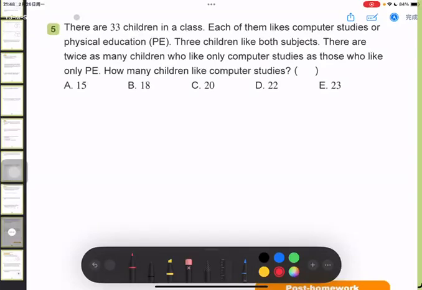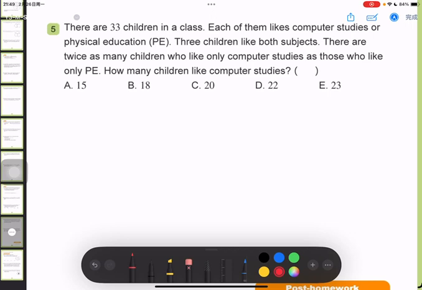Let's take a look at question 5. There are 33 children in a class. Each of them likes computer studies or physical education. 3 children like both subjects. There are twice as many children who like only computer studies as those who like only PE. How many children like computer studies?